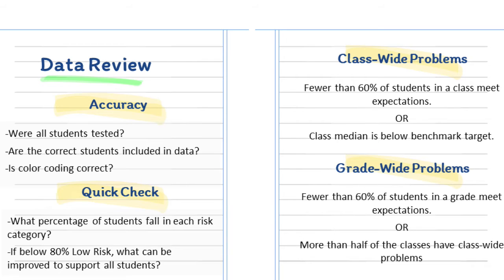Similar to identifying that fewer than 80% of students are meeting expectations is identifying class and grade-wide problems. A class-wide problem is identified when fewer than 60% of students in a class meets expectations, or when the class median is below the benchmark target. A grade-wide problem is identified when fewer than 60% of students in a grade meet expectations, or when more than half of the classes have class-wide problems. For class-wide and grade-wide problems, teachers would implement an intervention to the entire class or grade level that targets the common skill deficits.